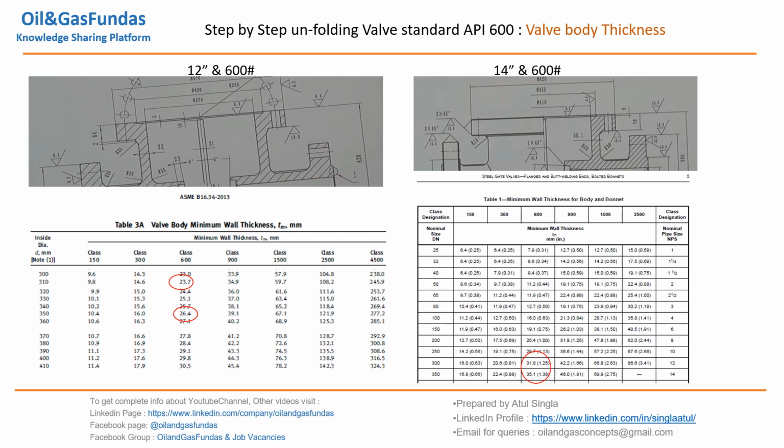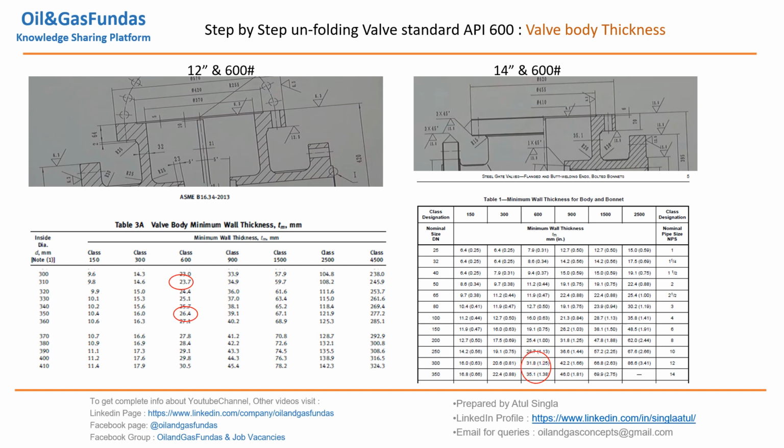Now let us see which one we have to use, how these are different, and how we can use these standards to design the valve body. We have taken two cases, a 12 inch 600 pound valve and a 14 inch 600 pound valve. For 12 inch 600 pound, it is 23 as per B16.34. Here, for 12 inch, it is 31.8. That means API 600 is taking care of all the corrosion allowances and other safety factors, and it is telling us that we have to go for higher thicknesses.